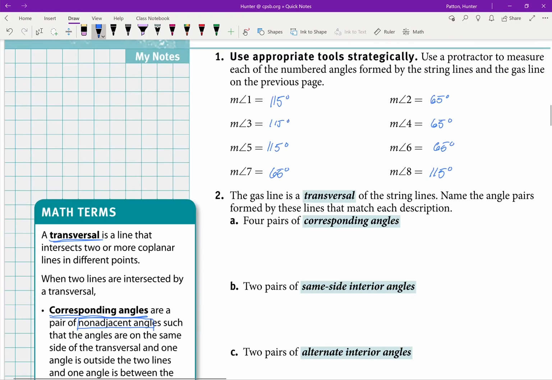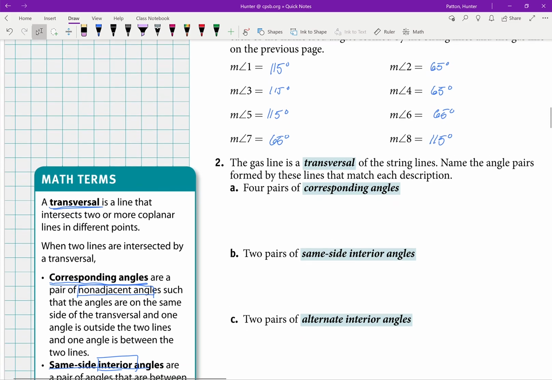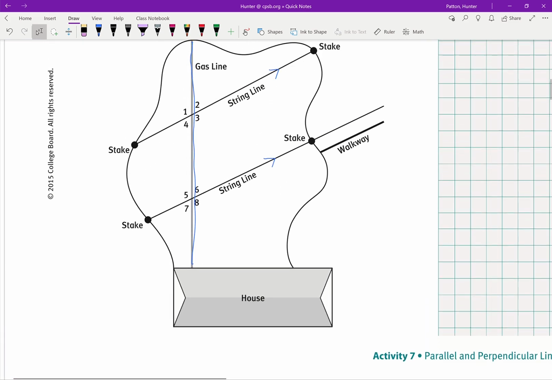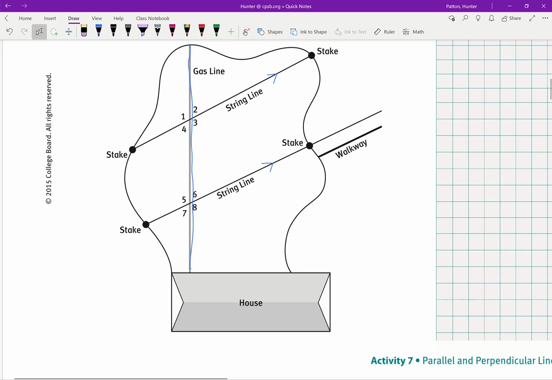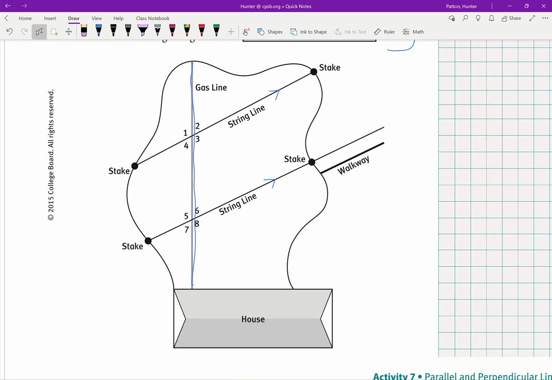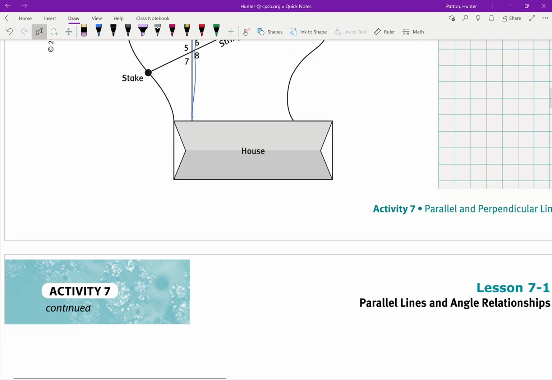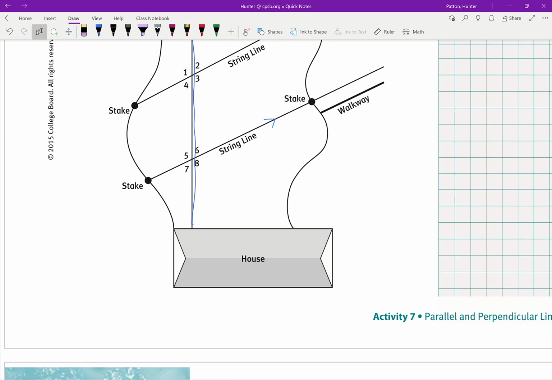Okay, so we want to find 4 pairs of corresponding angles. We know that corresponding angles are on the same side of the transversal, so the same side of the gas line. One is on the outside of the two lines and one is on the inside of the two lines, and they're non-adjacent. So there are 4 pairs of corresponding angles.